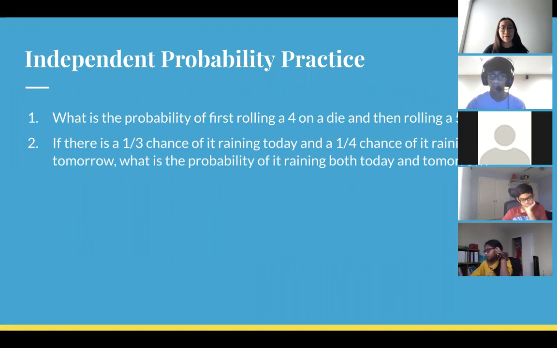There's a 1/3 chance of it raining today and a 1/4 chance of it raining tomorrow. So what is the probability that it rains both today and tomorrow?